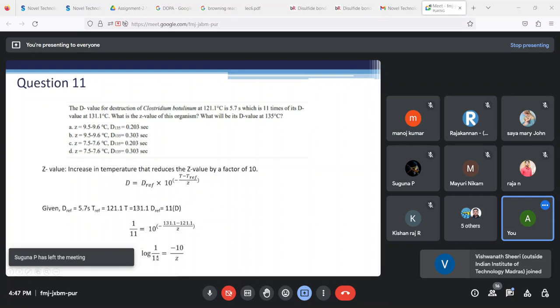If you take a log of 1 by 11, it is equal to minus 10 divided by Z. From this, you can calculate the Z value of a particular organism. So Z is 9.6 degrees Celsius. So the higher the Z value, the more the resistance of the microorganism. So with this formula and with this Z, how do you calculate the D value at 135 degrees Celsius?